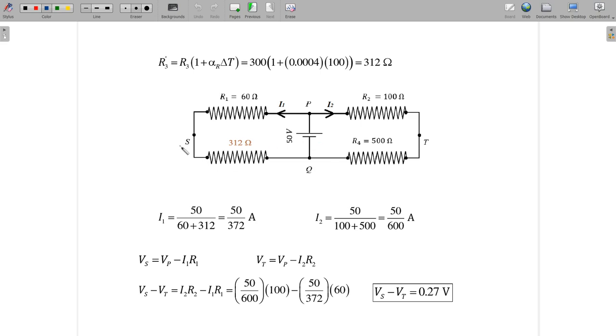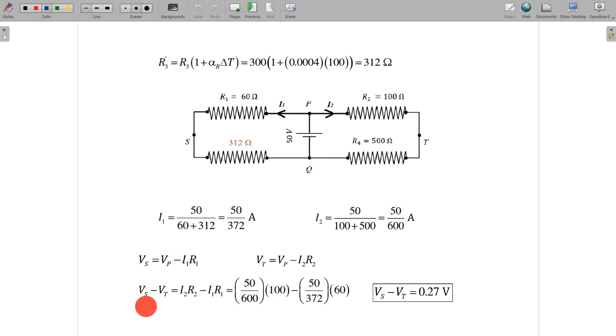So I have written Vs and Vt both in terms of Vp, right. Vp you can say is a kind of reference point here for Vs and Vt, but once we find the potential difference, Vp disappears, and we are left with I2 R2 minus I1 R1. So I could have done it straight in one go also, Vs minus Vt I could have gone.